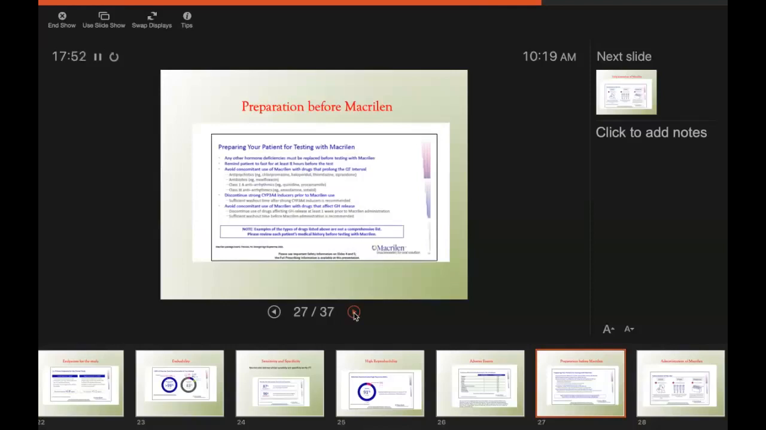And then there's these drugs, and I think I'll show that on the next slide, the CYP3A inhibitors. Sometimes it's recommended to stop them. Some of these you can't really stop. These are more common drugs.